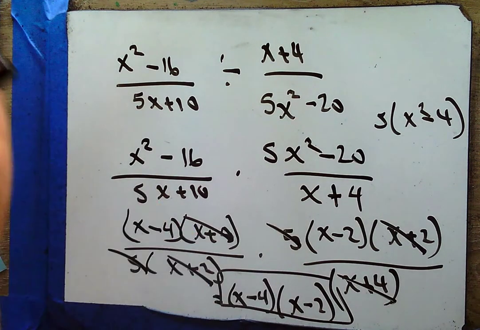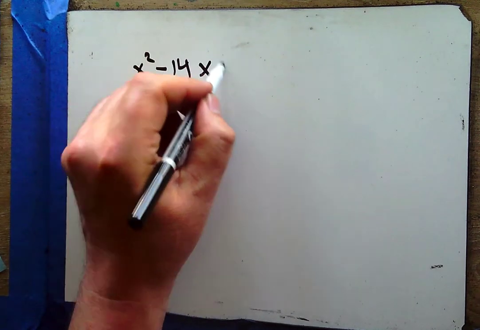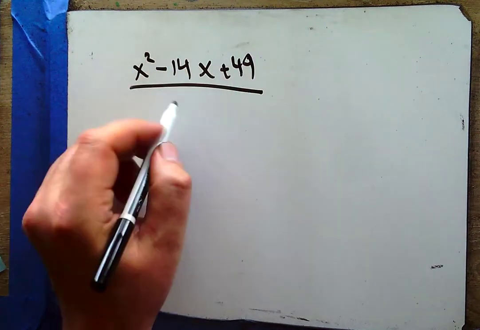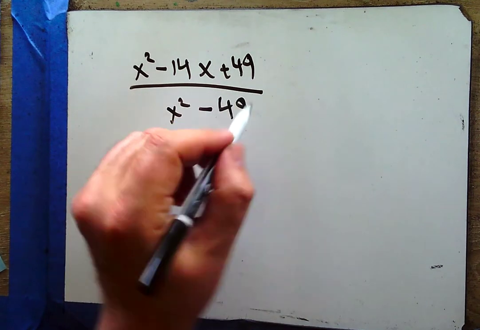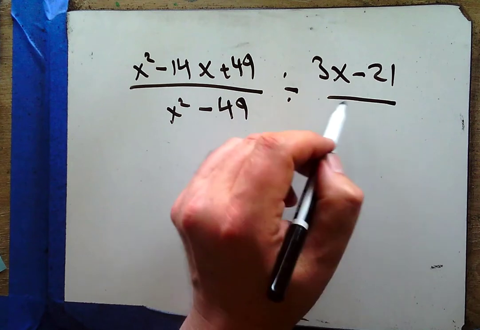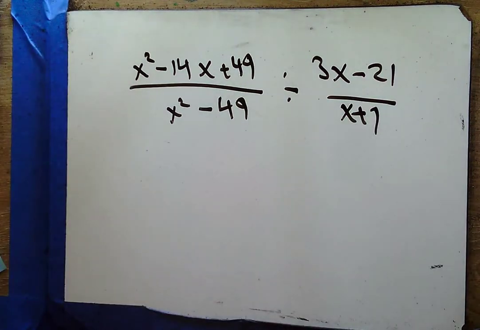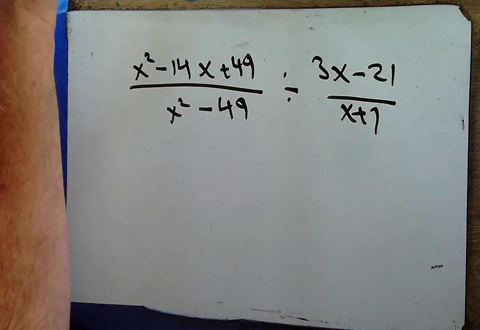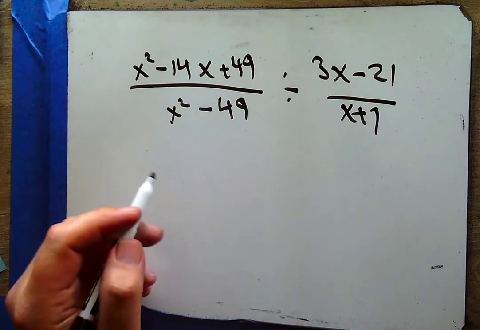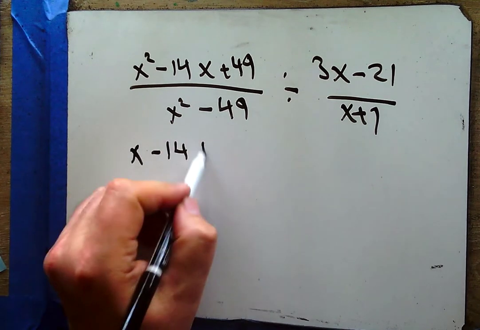Alright, how about you do one? How about (x squared minus 14x plus 49) over (x squared minus 49) divided by (3x minus 21) over (x plus 7). Give that one a try. I agree. I would definitely flip and multiply.